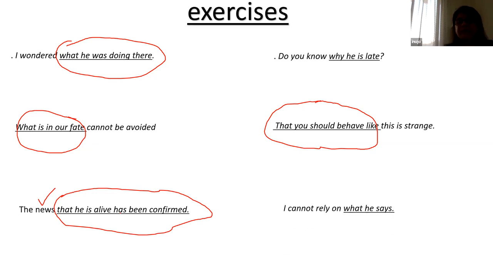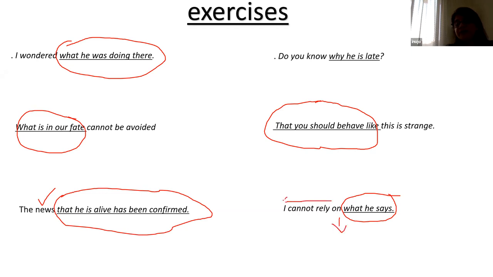Okay. I cannot rely on what he says. Now tell me this, children, you will have to answer this to me. I cannot rely on what he says. What he says is your noun clause. Now, what is your preposition here? Your preposition is on, and I cannot rely on.